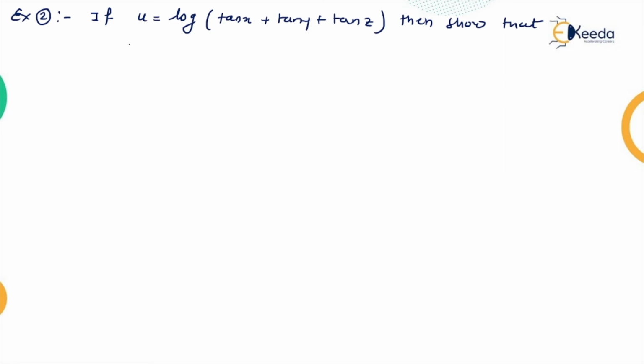Now let me start problem number second. Example number second: if u equals log of (tan x plus tan y plus tan z), then show that sin 2x ∂u/∂x plus sin 2y ∂u/∂y plus sin 2z ∂u/∂z is equal to 2. We have to prove that.